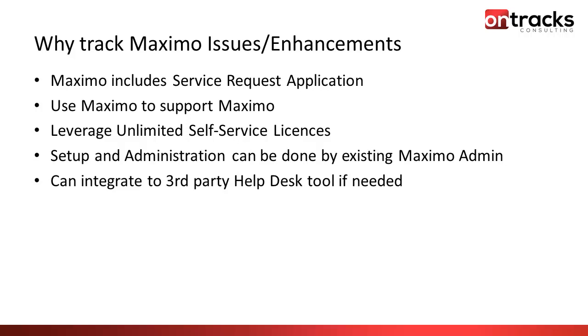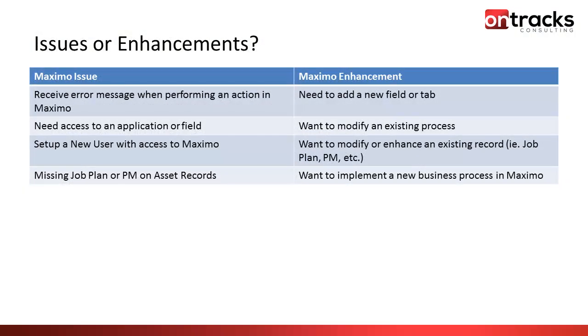So what would constitute a Maximo issue or enhancement? So in many organizations, they track issues related to software. This can be anything from receiving an error message. For those that are familiar with Maximo, that might be a BMXAA message followed by a 4-digit number and then a suffix with an E or an I for error or informational.